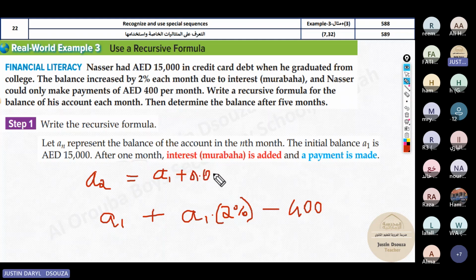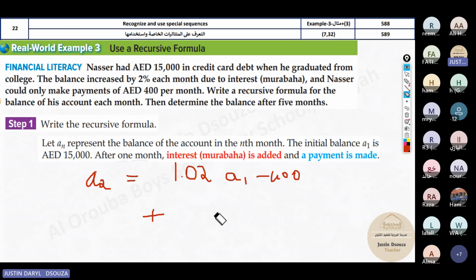Sorry, this is 0. That's very bad zeros. Okay, 0.02 A1 minus 400. This is it. And now if you add this up, what's going to happen? It's going to be 1.0. Okay, I'll just write it over here, because I'm just lazy to write it again. That's why it's 1.02 A1 minus 400.